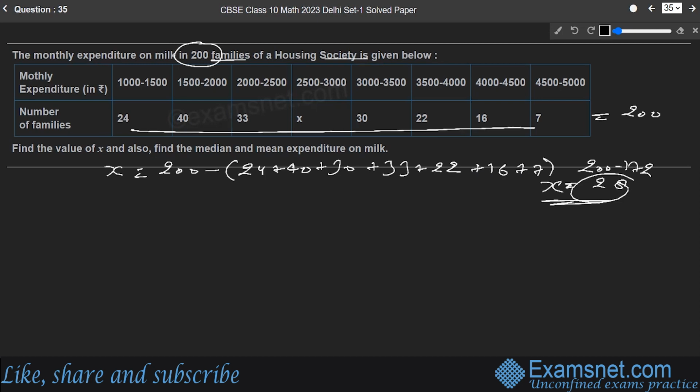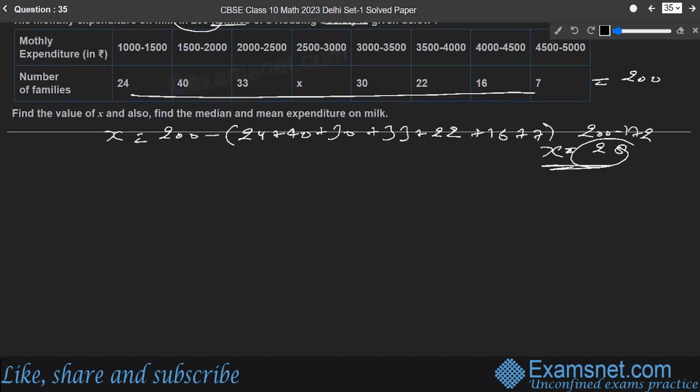Let us shape the table first, so that we can find out the mean of it. First of all, you have monthly expenditure, let us write ME for that. Then you have number of families, so let's write fi for that. Then you have the mid value, xi. Then we find xi into fi, and then the cumulative frequency, because the median is also required.